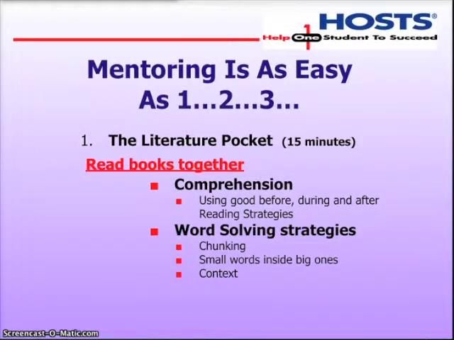What should you do when a student doesn't know a word? Should you tell him or her? Here are a few ways to show your students how to figure out a word. The next slide will give you the step-by-step process.